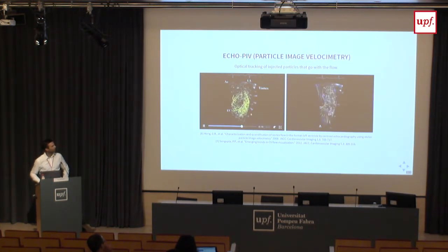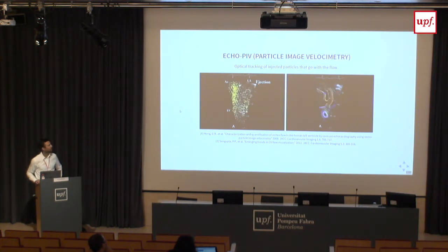And then if you do that, then you can recover vortices and visualize them in different ways. But essentially, you need a contrast agent. So that's the main disadvantage. And then, of course, you still are not solving these problems of particles going out of plane, if they do. So this is in 2D.